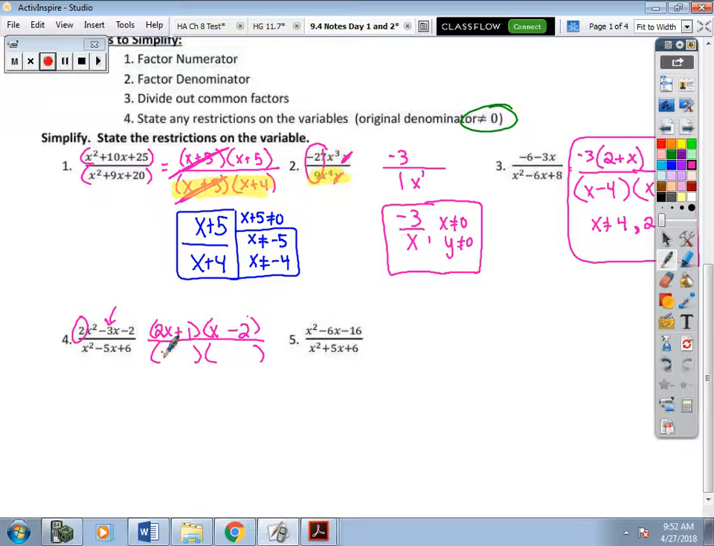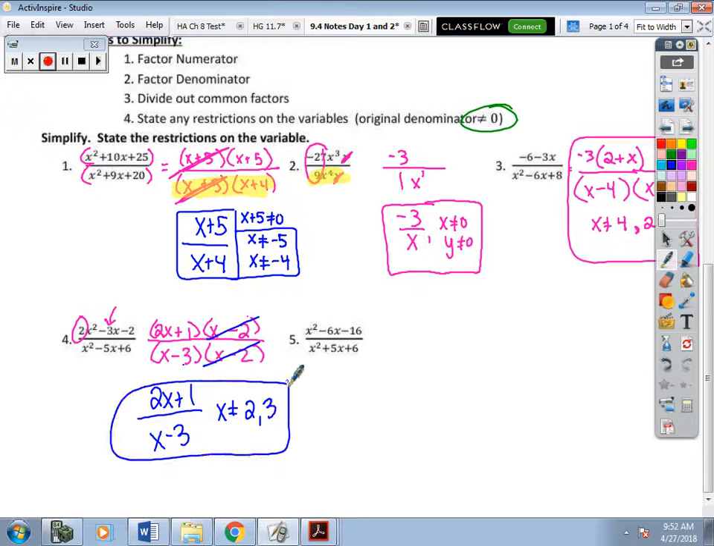In the denominator, this is an easy factoring. Factors of 6 that add to negative 5 would be a negative 3 and a negative 2. We can divide out our common binomials, and we're done. We just have to state restrictions. So x would not be able to be 3 or 2. Basically just taking the opposite of those. Try the last one on your own.